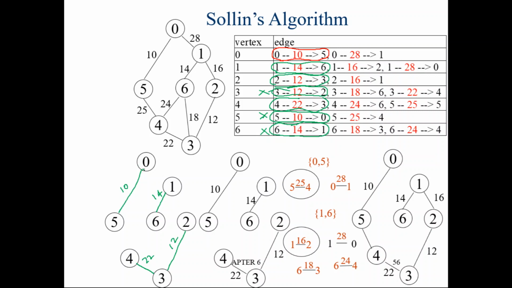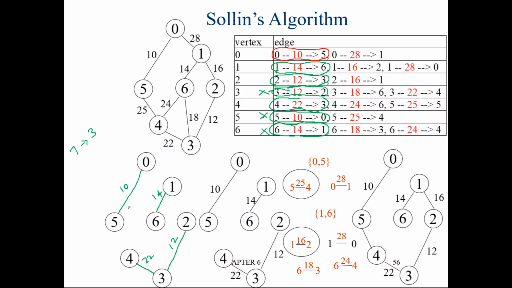This is one component: 0 to 5. 1 to 6, or 6 to 1, is another component. 2, 3, 4, or 4, 3, 2, is another component. Now we have 3 components. Originally we had 7. After the first iteration, 7 components have become 3. So how long will the algorithm continue? Until there is only one component, the algorithm should continue.